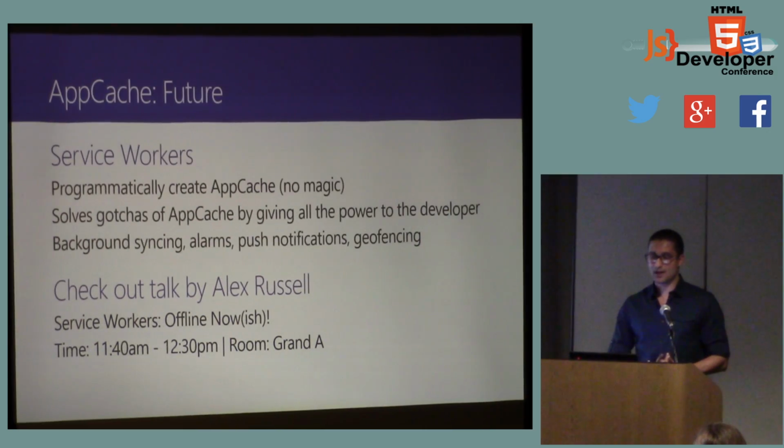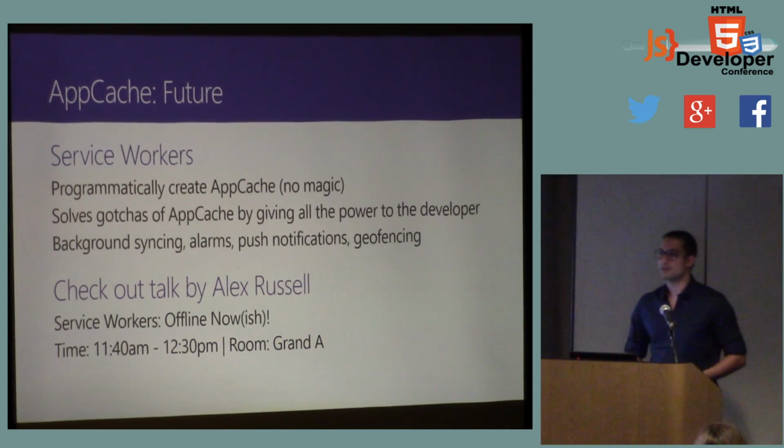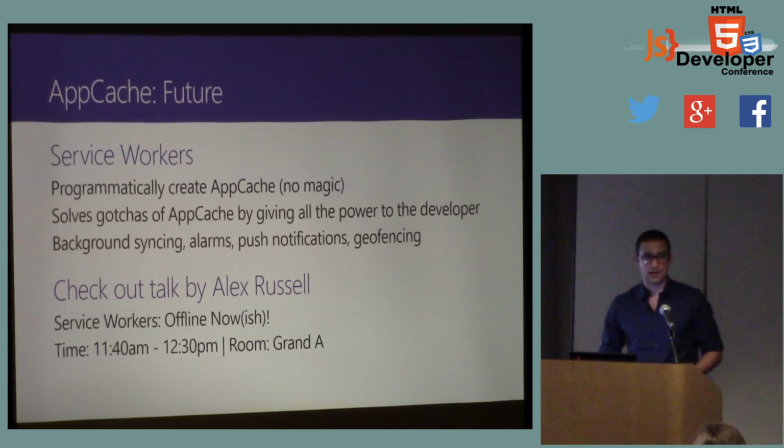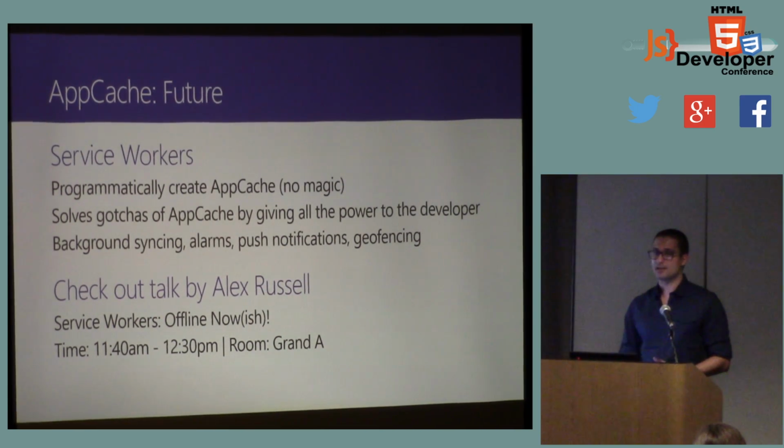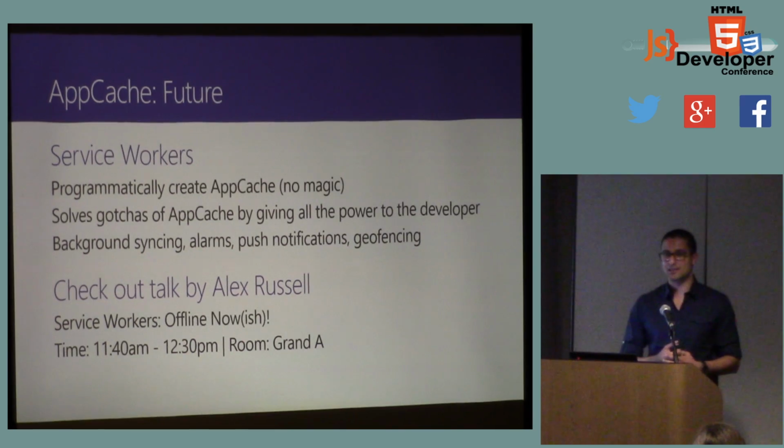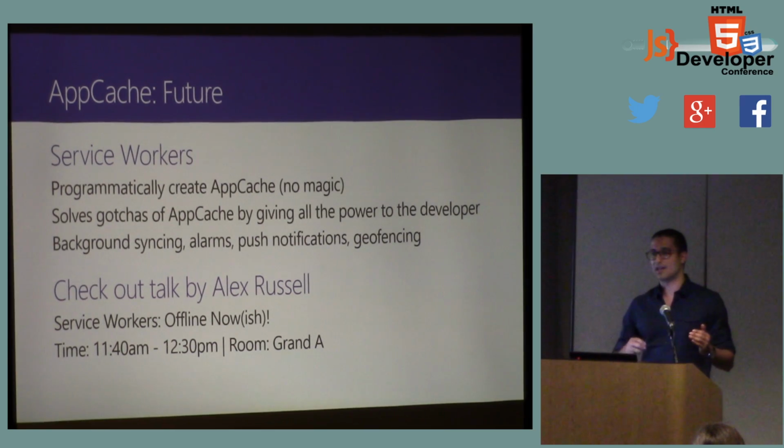So in terms of the future, where we see AppCache going, I don't know if you guys have heard, but there's this thing called the service worker, and it's pretty neat. It pretty much allows you to programmatically create an app cache. So it gives all the power to the developer by allowing for network navigation so that you can provide a URL and then you could say, okay, let's respond with something else kind of thing. And it also provides a mechanism to cache resources.